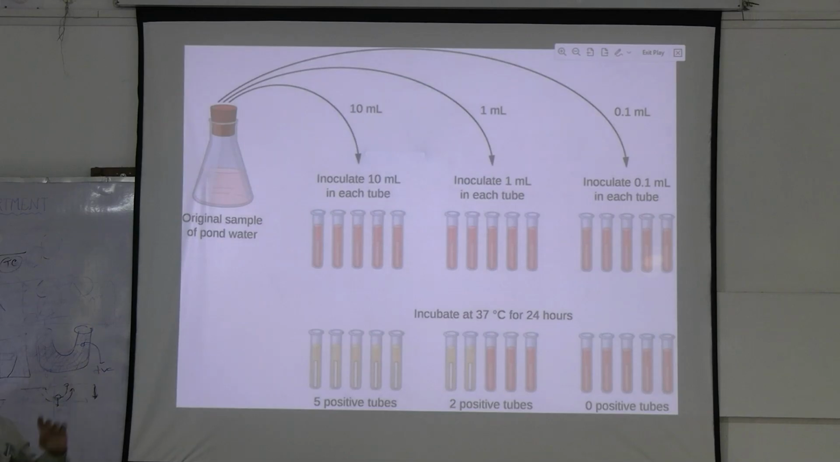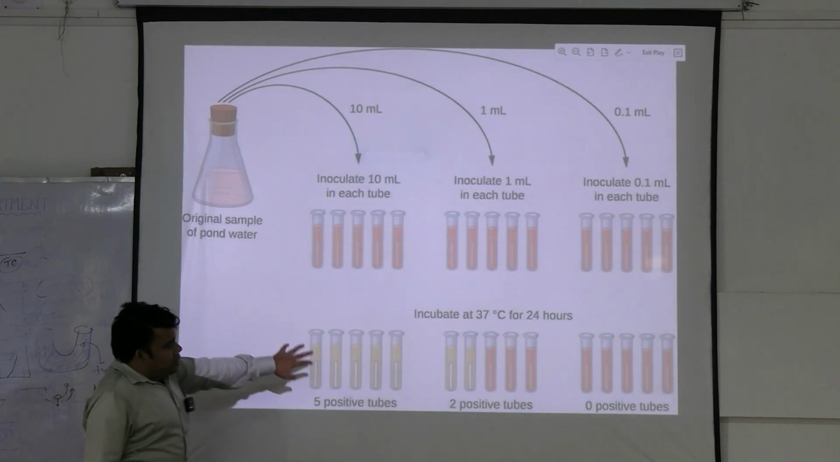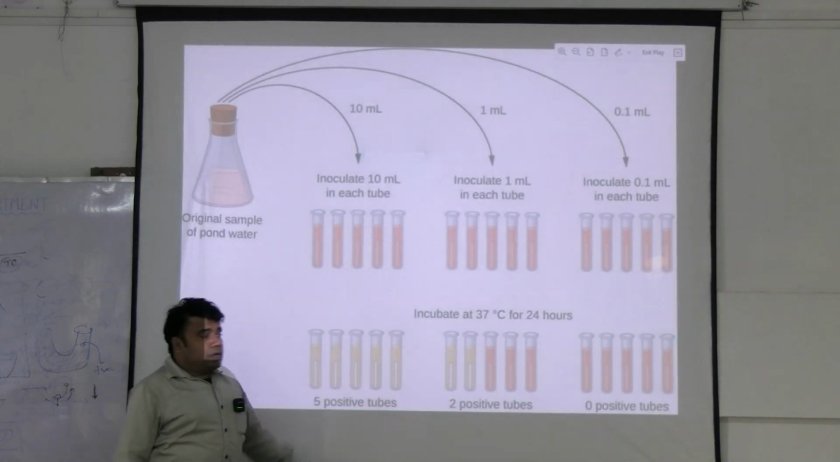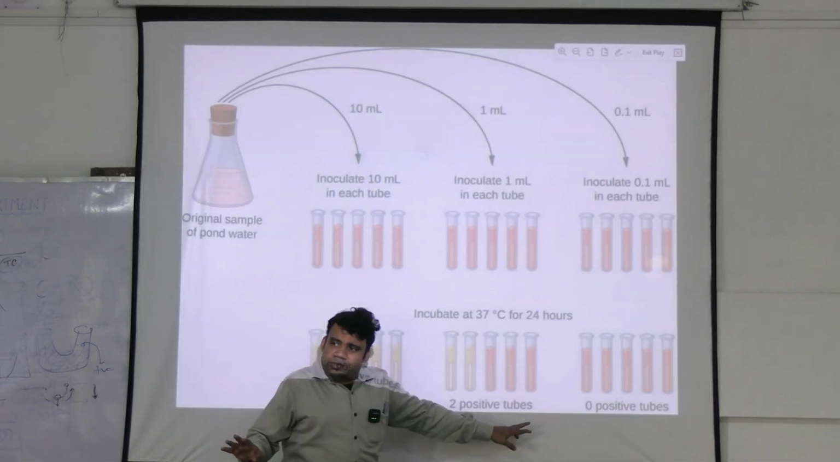That is, we have taken some test tubes with liquid media. If the bacteria grow, the color of the media will change because there is a presence of an indicator. Okay. Then what we do, we take 5 tubes each of 10 ml. That means 10 ml of the water, 1 ml of water, then 0.1 ml of water, serial dilution we have inoculated. After that, we find out that where 10 ml is used, all the 5 tubes have shown growth. That means positive. Whereas with 0.1 ml, none of them has shown growth.